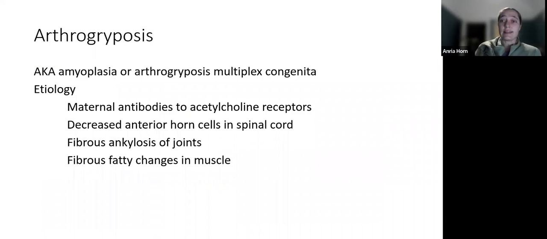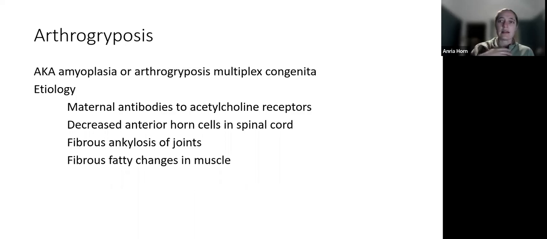The etiology is uncertain. We don't really know. There's lots of theories, and I think there's probably a variety of insults that can lead to the clinical picture. So maternal antibodies to your acetylcholine receptors, decreased anterior horn cells in the spinal cord, and that leads to fibrous ankylosis of the joints and fatty changes in the muscles. So if you do an MRI of these kids' muscles, it's like you would see with a denervated muscle. So fibrofatty changes with no active or functional muscle tissue.